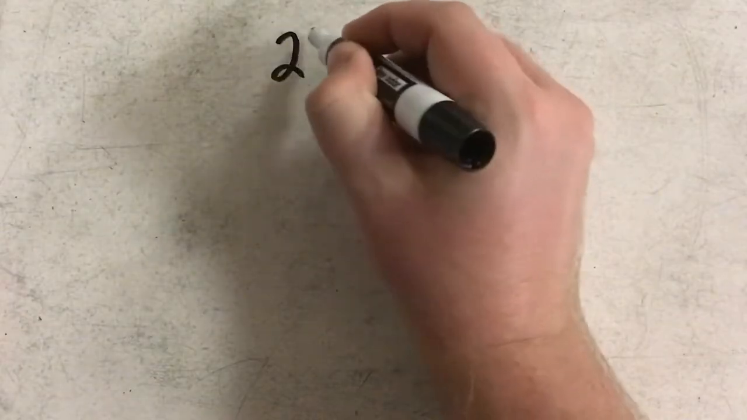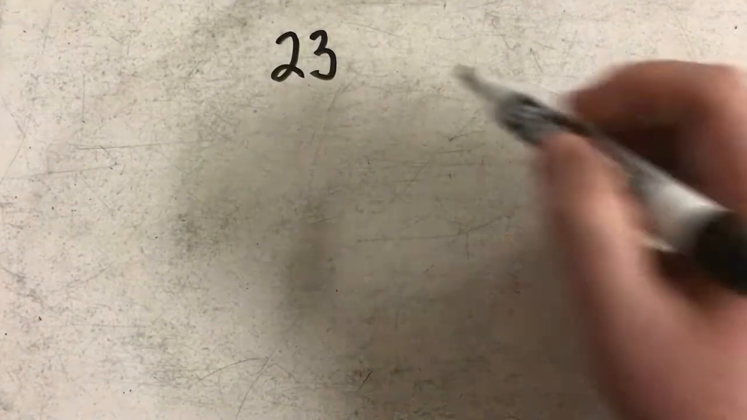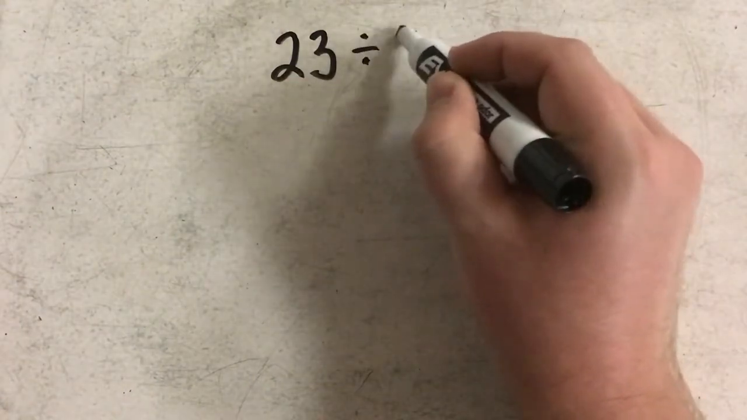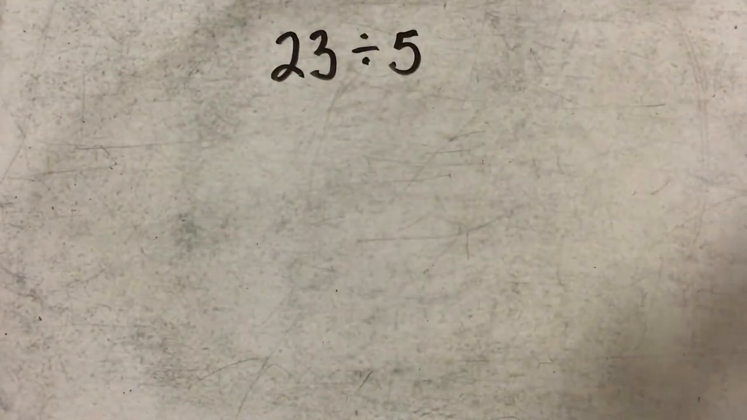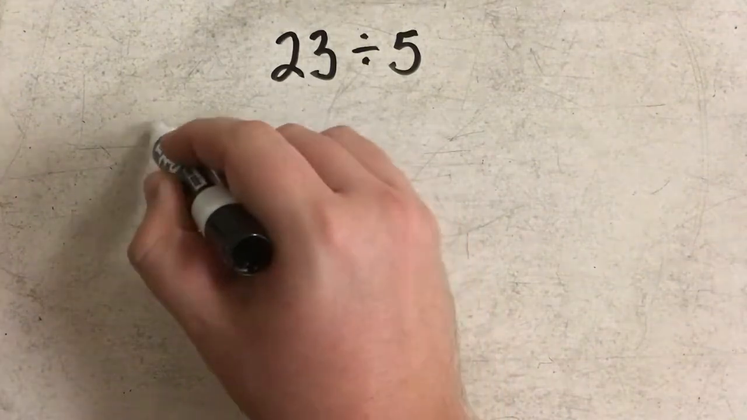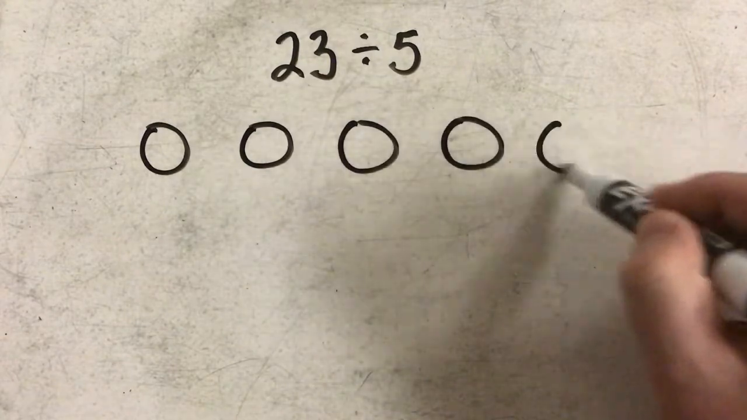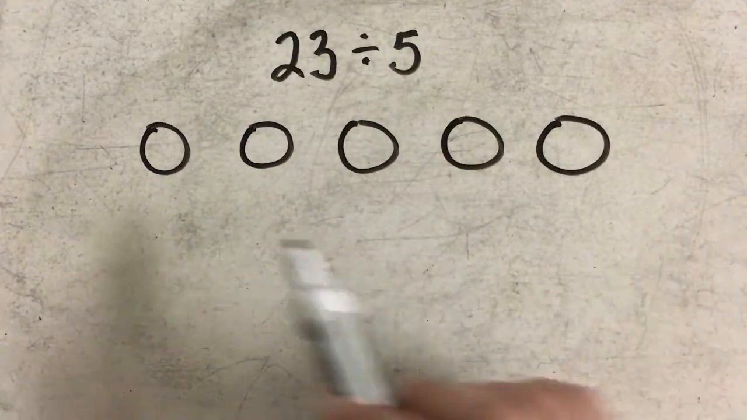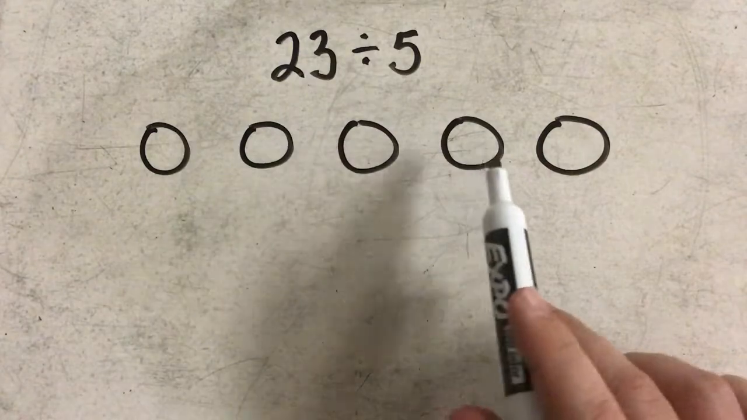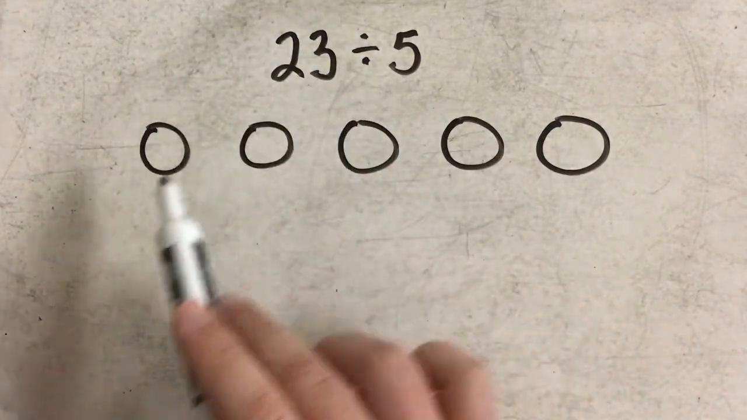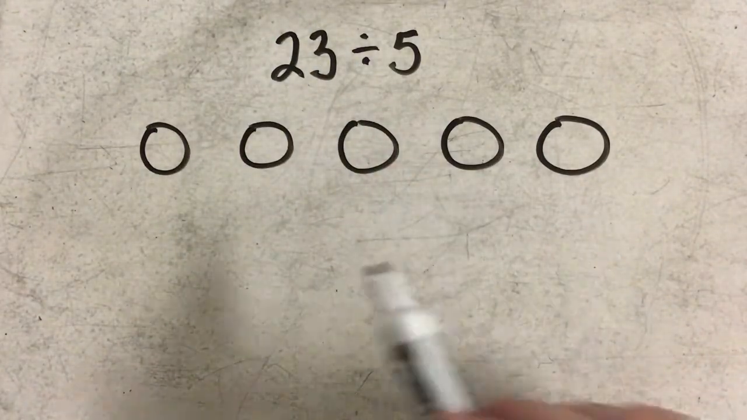Imagine you're at a party, and you've baked 23 cookies to distribute at that party. And you invite 5 guests, and you want to know how many cookies will each guest receive if they all receive the same amount of cookies. Well, one way that I could solve that is by drawing 5 plates representing the 5 guests that I'm inviting to my party. And then I could evenly distribute the amount of cookies that I have until I run out of cookies. So let's do that.